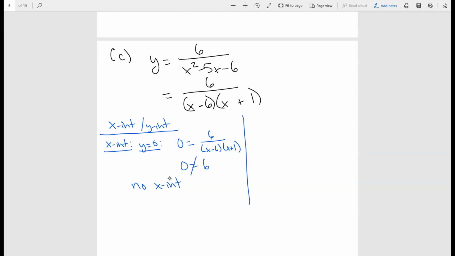Okay, what about the y-intercept? Well, you're going to let your x be 0, so 6 over 0 squared minus 5 times 0 minus 6. You're going to get y is equal to 6 divided by negative 6, which gives me negative 1. So basically, 0 comma negative 1 is going to be the y-intercept.